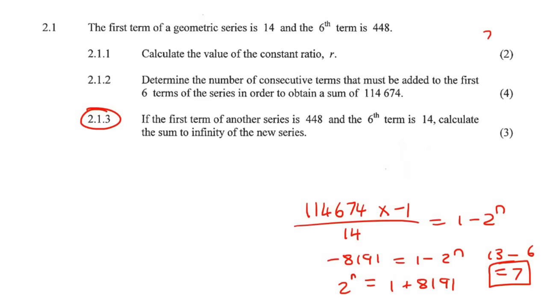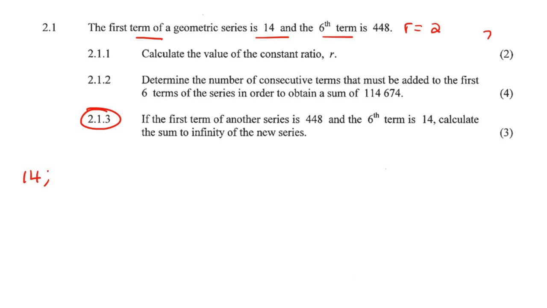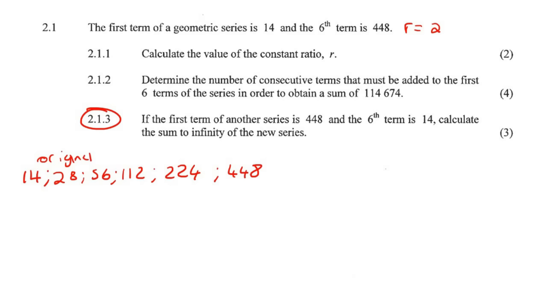Okay, so this one, the first term was 14, and then what was the R value for this one? It was 2. So that means 28 times 2 is 56, times 2 is 112, 224, and then 448. That's what that term was. That was the original. Now this new one has a first term of 448. Ah, so it's just going to go down.